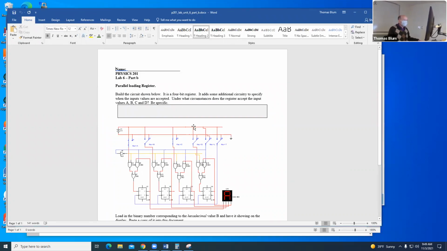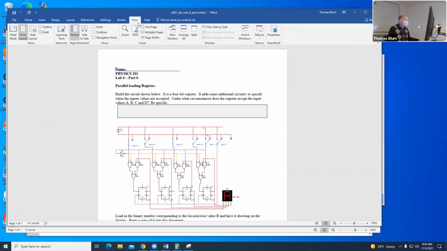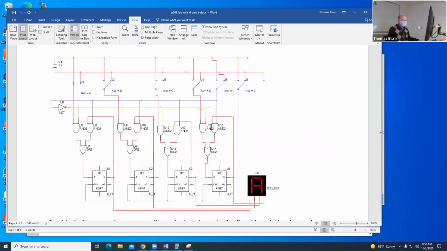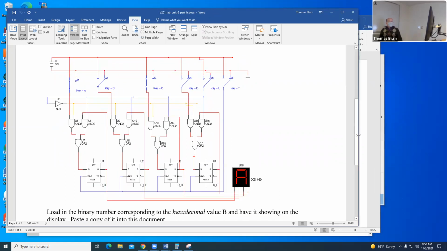I gave you a head start, then you build this thing. So let me explain how this thing operates. A, B, C, and D are data. D comes to here, which comes to here, which goes to the ones place of the indicator. D is the ones place, C the twos place, B the fours place, A the eights place.